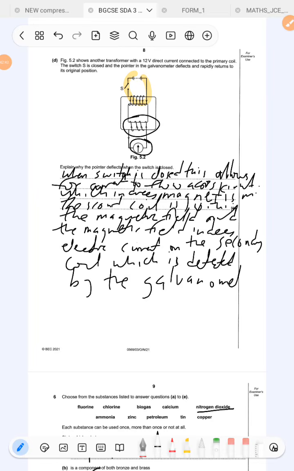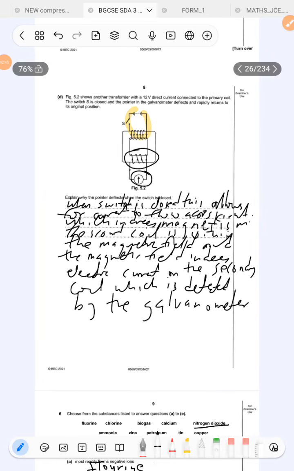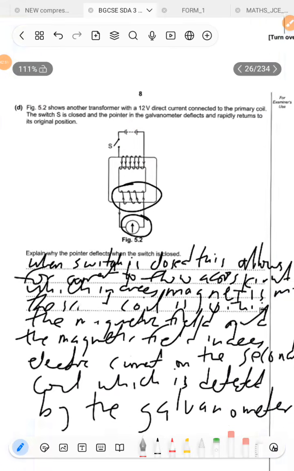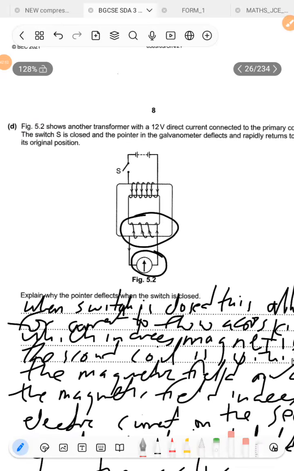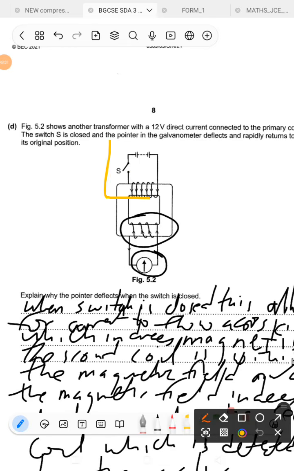Okay, I'll explain this one more time because I feel like I didn't explain it properly, and then that will be the end of that. So what exactly is happening here? Now you need to understand your electromagnet, how an electromagnet is formed. So we'll start with this primary part here.